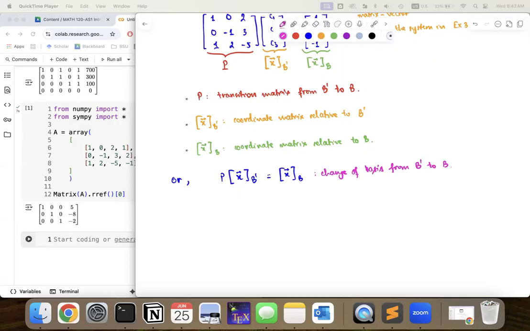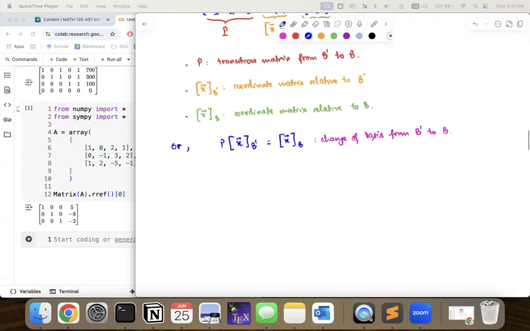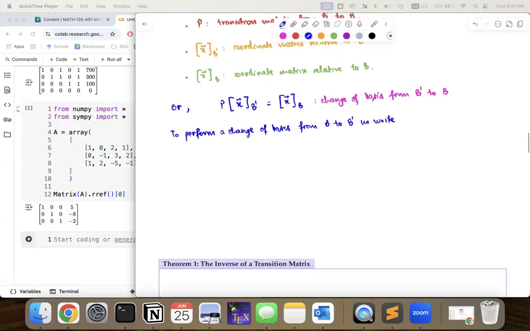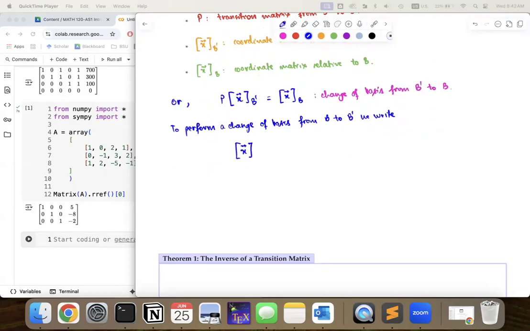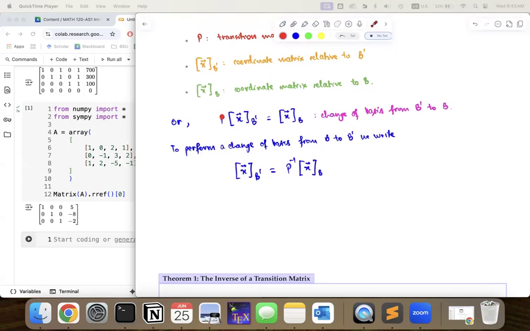Now to perform a change of basis from B to B prime, we write X sub B prime equal to the inverse of P times X sub B. So you just find the inverse of the transition matrix and multiply it with the vector or matrix to get X sub B prime.